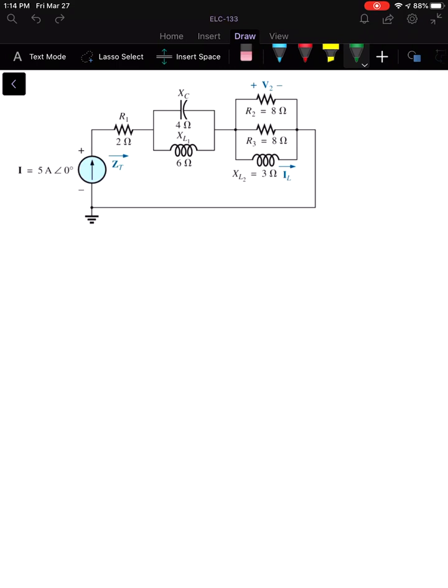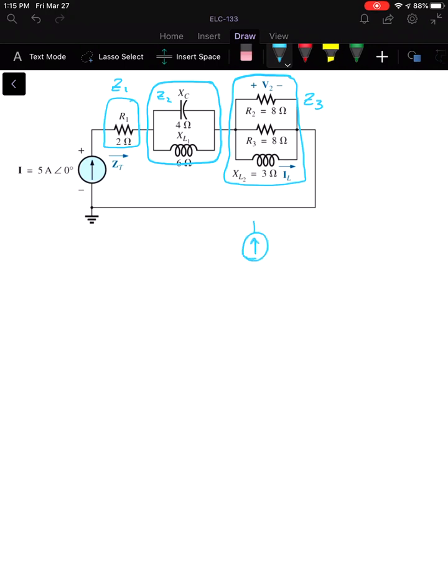I think what's best to do here is I'm going to look at each of these impedances as block impedances. So for instance, R1, I'm just going to call that Z1. For this block here that has an inductor and capacitor, I'm going to call that Z2. And for my block impedance here, I'm just going to call that Z3. You could call it ZA, B, C, or whatever.